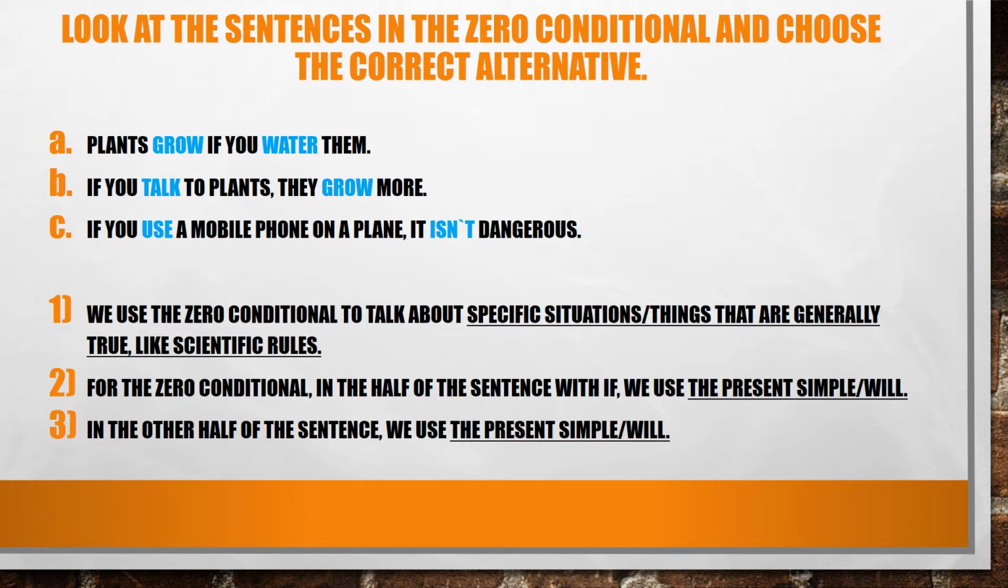Your task is to look at the sentences in the zero conditional and choose the correct alternative. Number 1. We use the zero conditional to talk about specific situations or things that are generally true, like scientific rules. Number 2. For the zero conditional in the half of the sentence with if, we use the present simple or will. And number 3, in the other half of the sentence, we use the present simple or will.